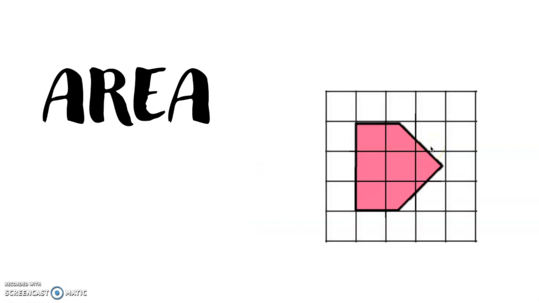So let's see. What is the area of this polygon if I am counting full squares? 1, 2, 3, 4. I'm going to count this one because it's more than half, so 5. This one is also more than half, so 6. This one is also more than half, so I will say there are 7 square centimeters. Notice how I did not count this square down here, and I did not count this one either, because they do not fill more than half of that square.